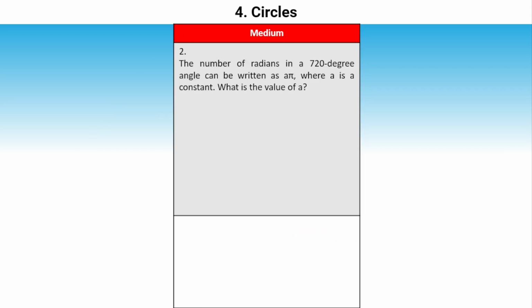The number of radians in a 720 degree angle can be written as a pi, where a is a constant. What is the value of a? Okay, it is saying that 720 degrees can be written as a pi. So this is in radians, so let's convert this into radians. To convert degrees into radians, we have to multiply by pi by 180, equals a pi. Pi cancels, right? And 180 is 4 times 720, so a equals 4. So our answer is 4.